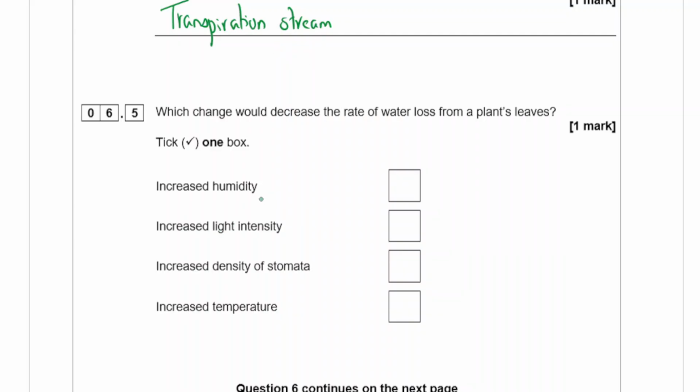What change would decrease the rate of water loss from a plant's leaves? Increased humidity will increase it. Increased light intensity will also increase the loss of water. Increased density of stomata will also increase it. Oh, sorry. Increased humidity is actually the answer. That will reduce it. Increased light intensity, increased density of stomata, and increased temperature, all three of them increase water loss.